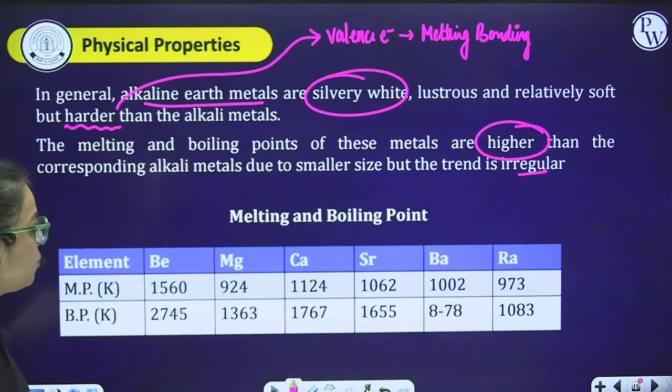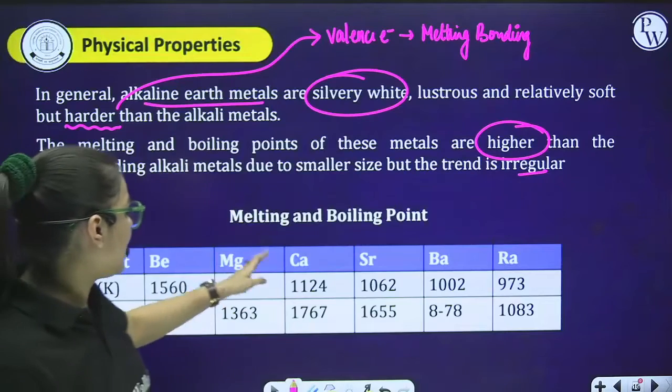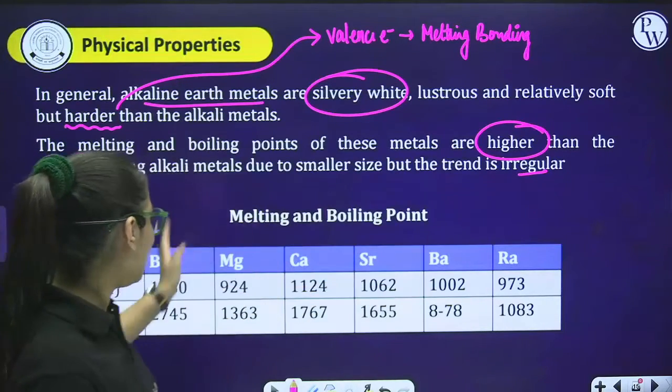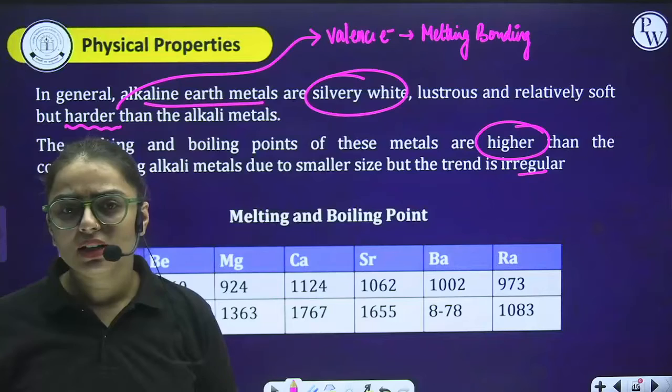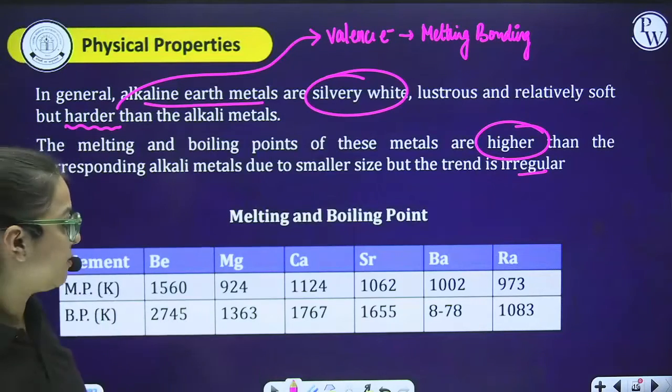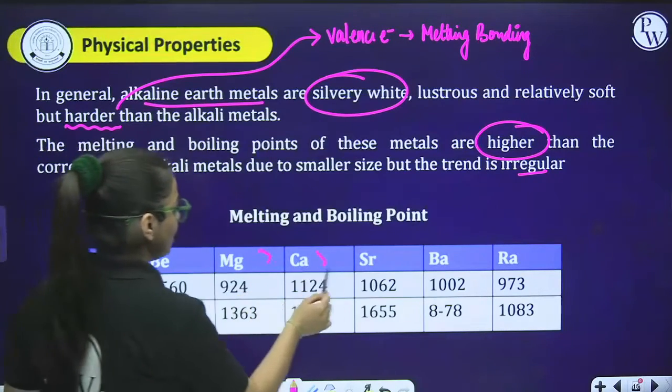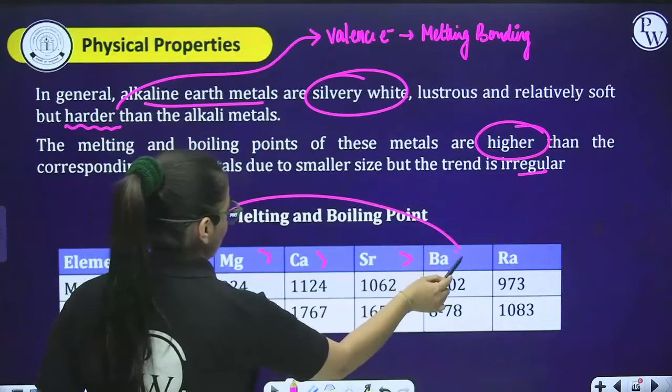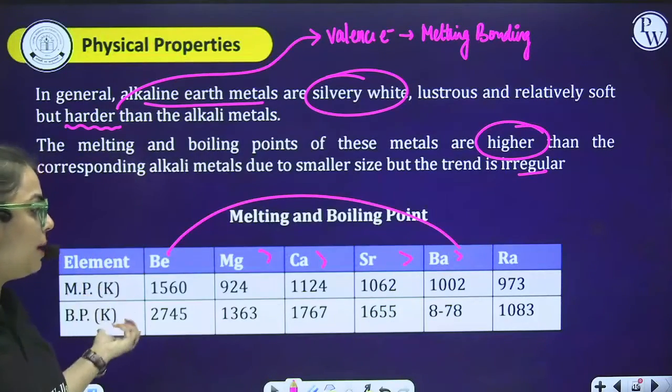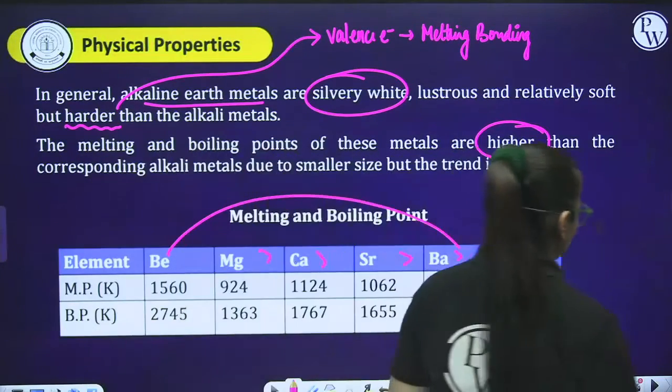If you observe it very carefully, it's magnesium, calcium, strontium, barium, and then beryllium. Radium we are not including, because it is a radioactive element. So the order is going to be like this, and after that we have beryllium over here, right? So this is basically the melting point order.